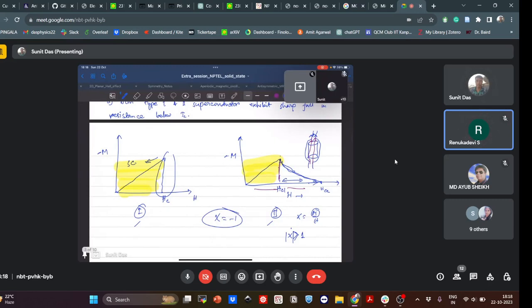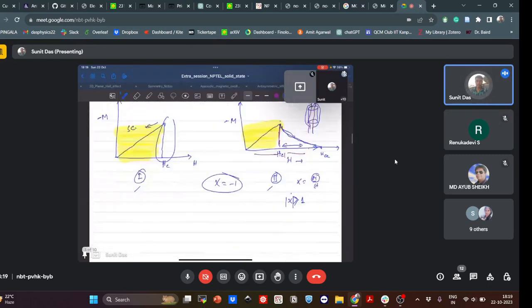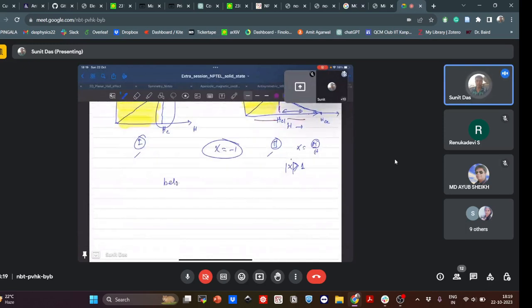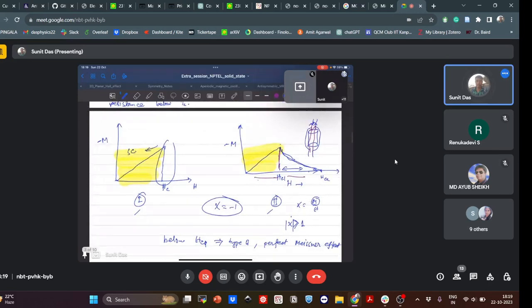No, no, there is a perfect Meissner effect in type 2 as well, as long as you are below Hc1. So below Hc1, if you are in type 2, then there is a perfect Meissner effect. Up to Hc1, type 1 and type 2 are equivalent. There is no such difference. But beyond Hc1, the flux pinning gets destroyed slowly.